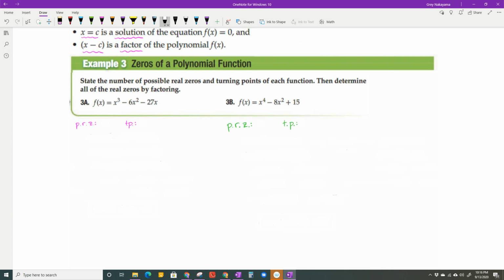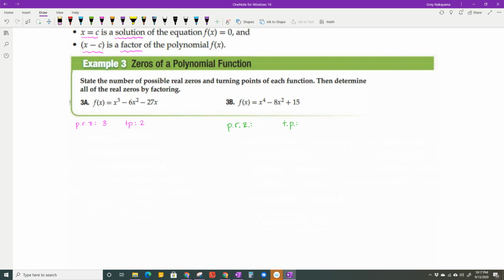So 3a says f of x equals x cubed minus 6x squared minus 27x. So the highest power is 3, so the possible real zeros is 3. And my turning points is always 1 less than that number, so my turning points is 2. The maximum number of turning points I will have in the graph is 2.